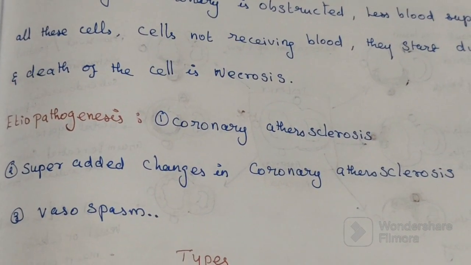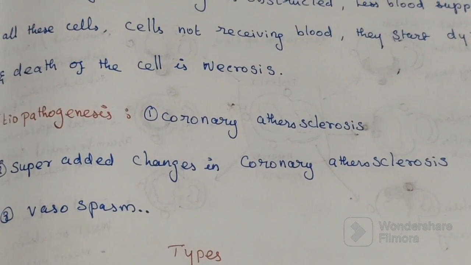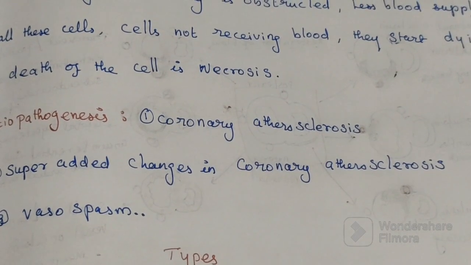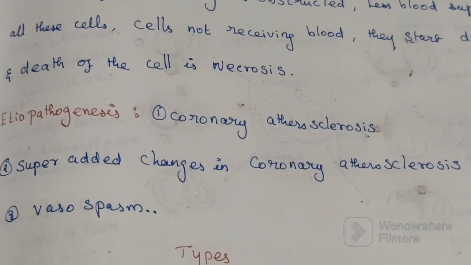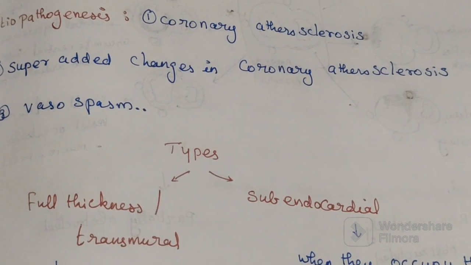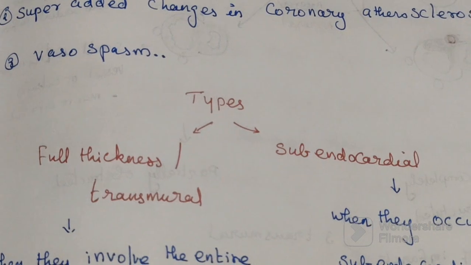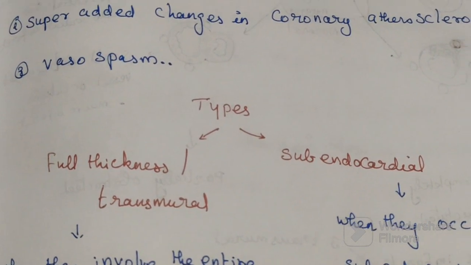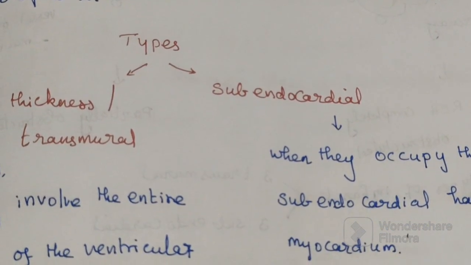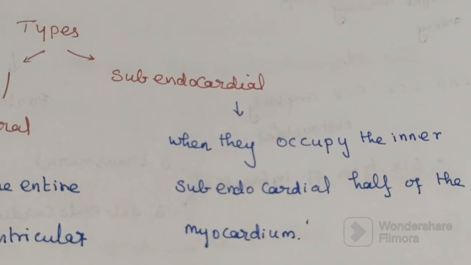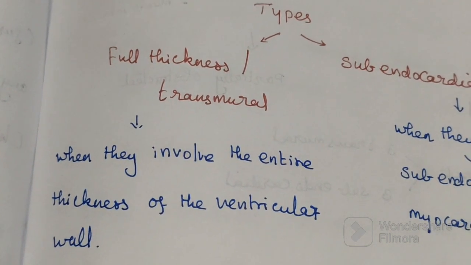Next, etiopathogenesis: coronary atherosclerosis, with superadded changes such as thrombosis or calcification, then vasospasm. Now, types of infarct. There are two types. The first one is full thickness, also called transmural. The second one is subendocardial, involving the inner half of the myocardium. The transmural one involves the entire thickness of the ventricular wall.